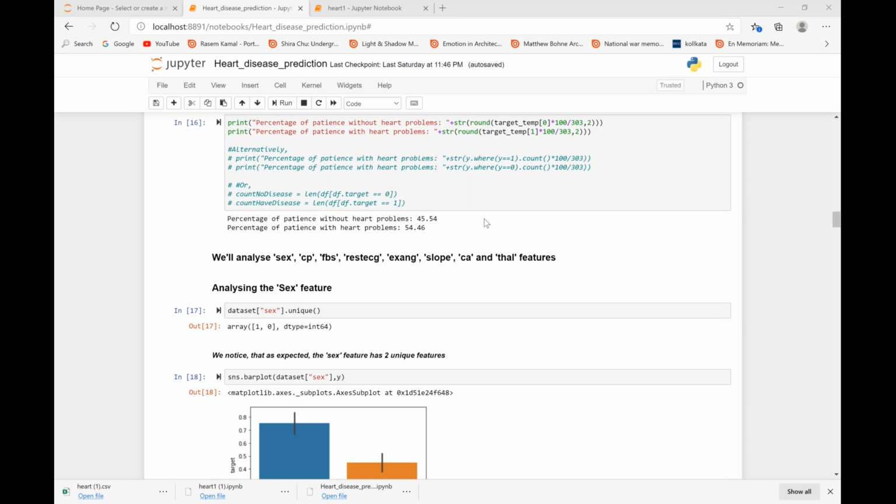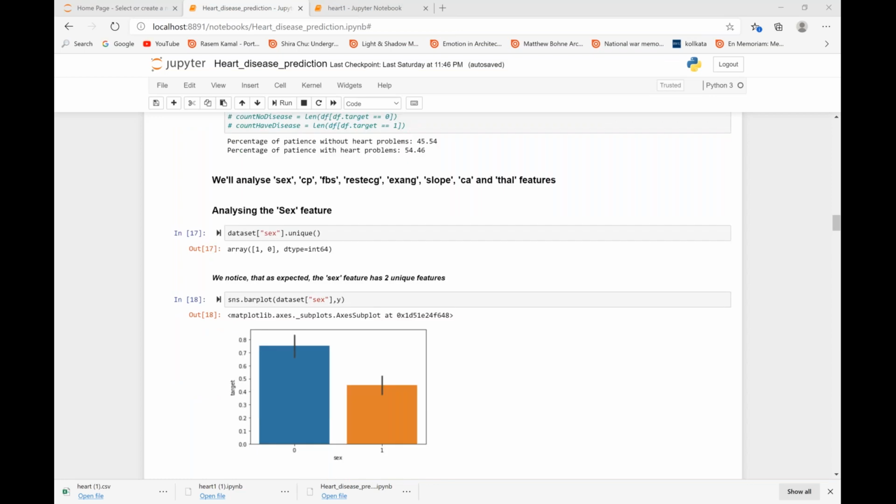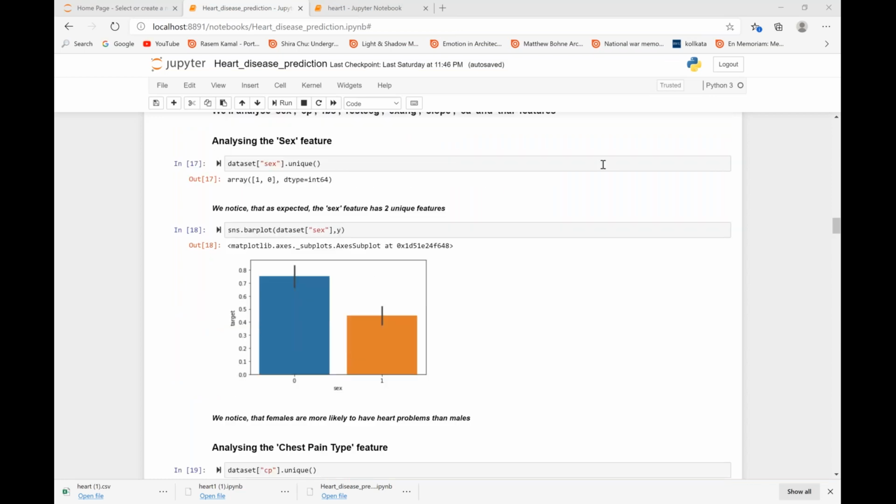Next comes the sex feature. We've plotted a bar graph between the sex and the target. We can observe that females are more likely to have heart problems than males.